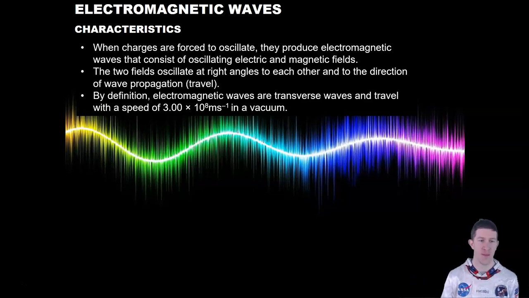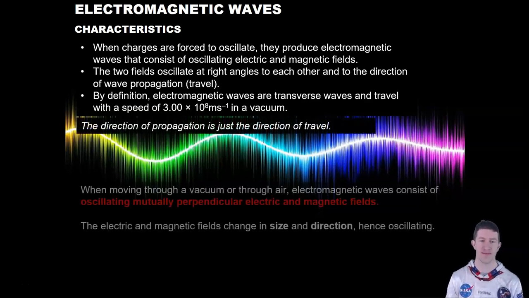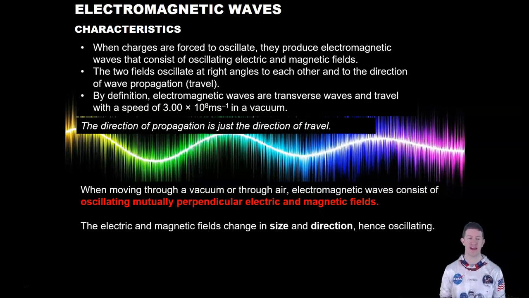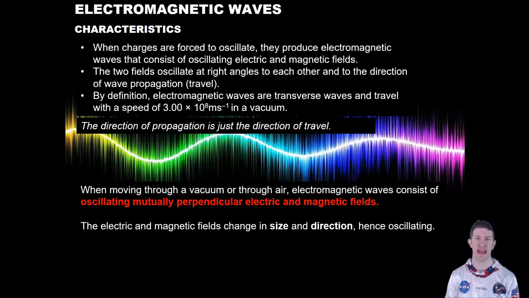By definition, the electromagnetic waves are transverse waves, which hopefully from last year you remember what it means to be a transverse wave, and they travel with a speed of 3 times 10 to the 8 meters per second in a vacuum, which funnily enough is the speed of light. When moving through a vacuum or air, the electromagnetic wave consists of oscillating, mutually perpendicular electric and magnetic fields.